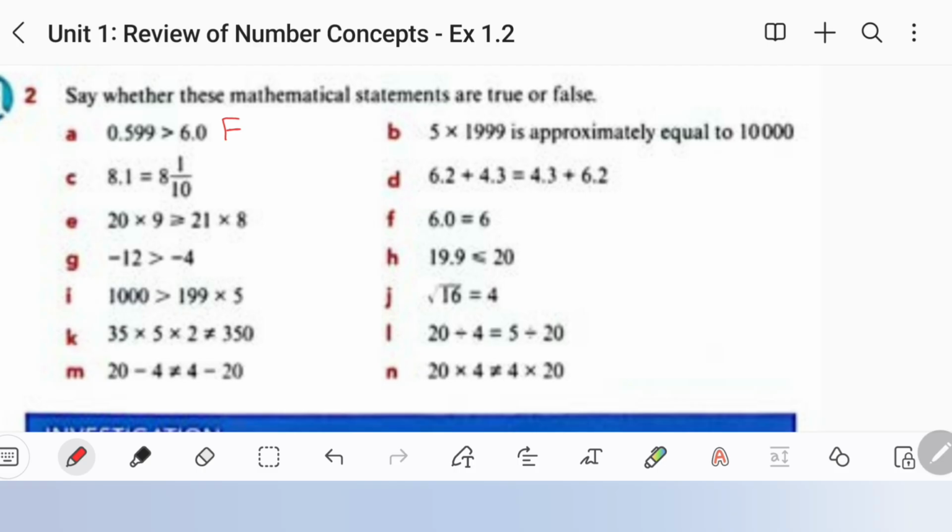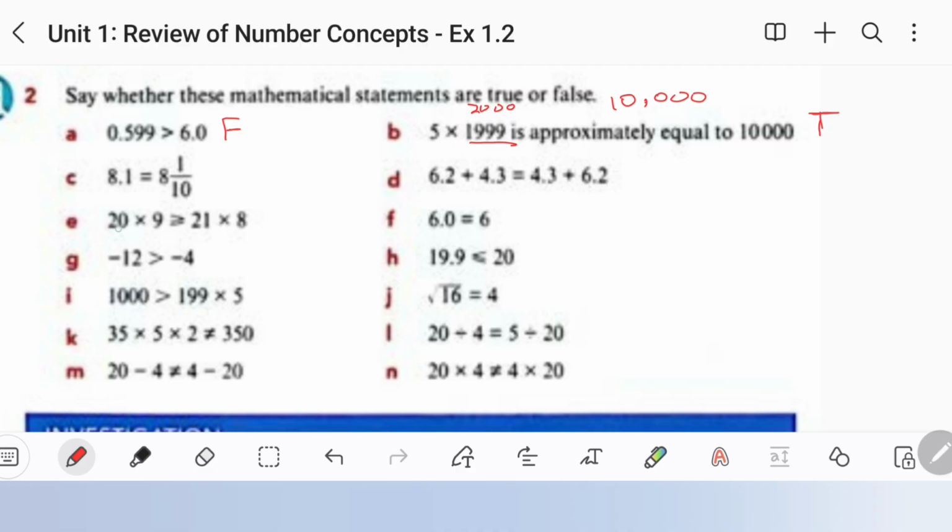Okay, then B is 5 times 1999 is approximately equal to 10,000. We cannot first of all use a calculator in this question, so we cannot directly say by looking at this number. Because they are talking about the approximation, I can just take the estimated value, which is 2,000. So if I multiply these two together, 5 twos are 10. So yeah, I will get this value. So for approximation this one is true.